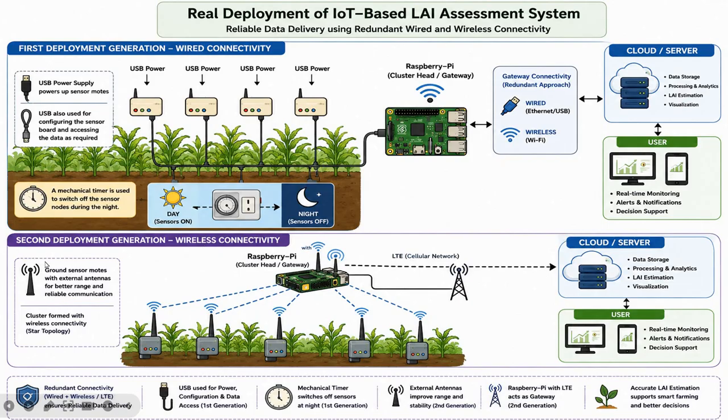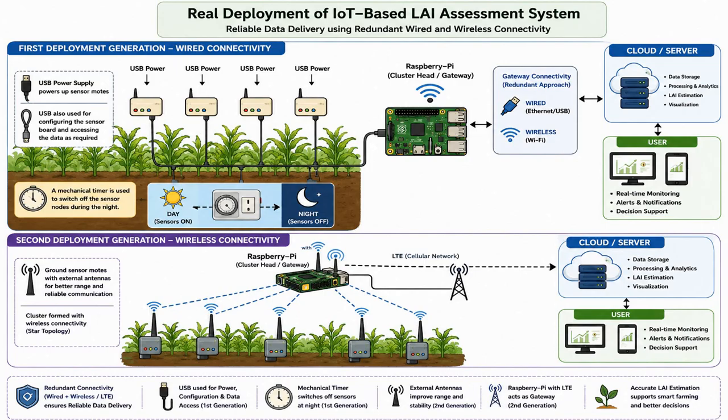A significant enhancement in this second deployment generation is the use of Raspberry Pi with long-term evolution, that is the LTE capability, which is a cellular network. The Raspberry Pi acts as both the cluster head and the gateway and transmits data directly to the cloud through the cellular network. This allows real-time communication even in remote agricultural locations where traditional internet infrastructure may not be available. The cloud or server infrastructure stores the sensor data, performs the processing and analytics, estimates the leaf area index and generates visual reports.